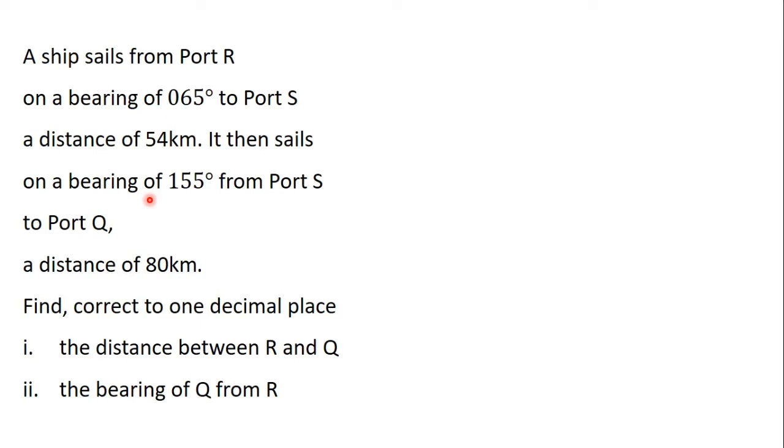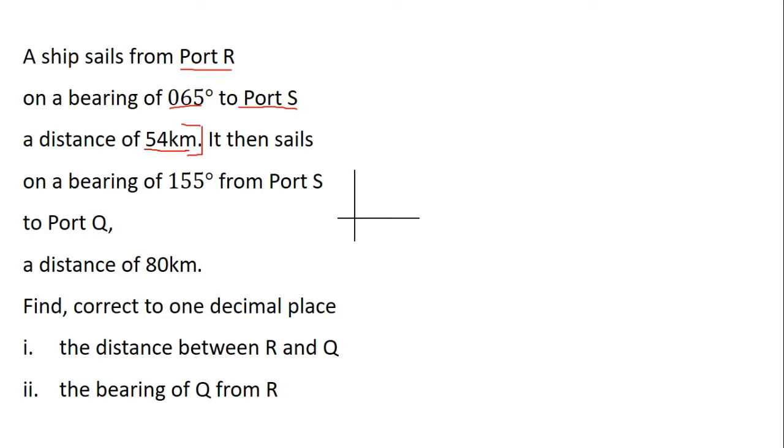So the ship started sailing from point R. It means that our starting point is going to be Port R. Now it started from Port R and sailed on a bearing of 65 degrees to Port S. So our starting point is Port R on a bearing of 65 degrees and the ending point is Port S, and the distance between Port R and Port S is 54 kilometers. So let's draw the diagram for this first part. You consider this first part, then after that you consider the rest.